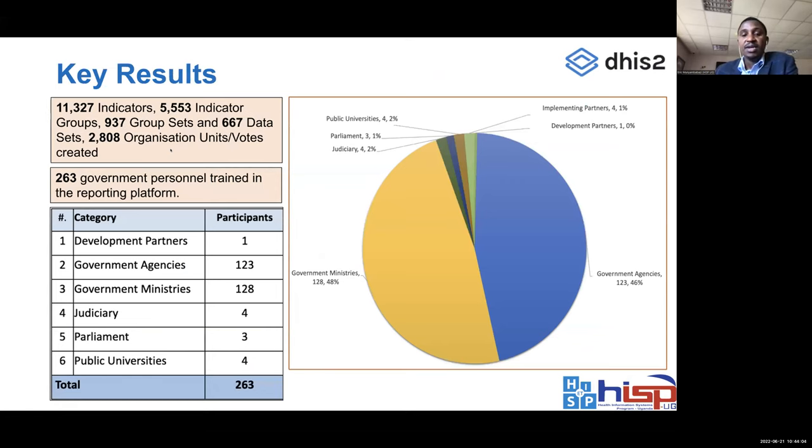So what has basically come out of this, and what we are now looking at, is that due to the scale of the work, we've worked on close to 11,300 indicators, 5,500 groups, data sets, and so on. It's quite a large system because it covers the entire government operation. And it's also another very good use case.